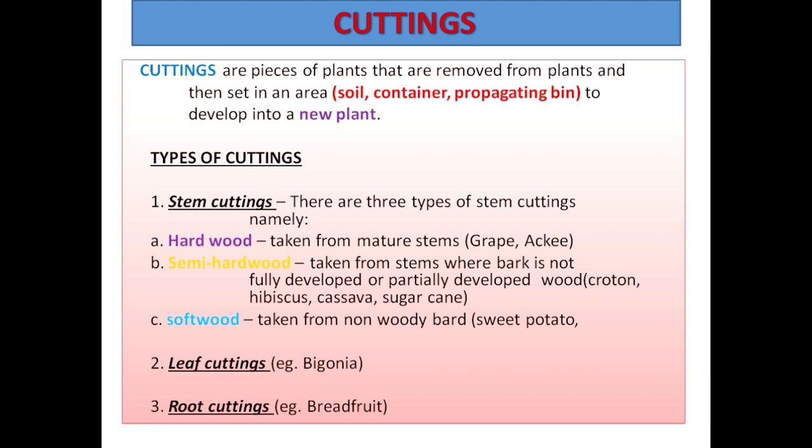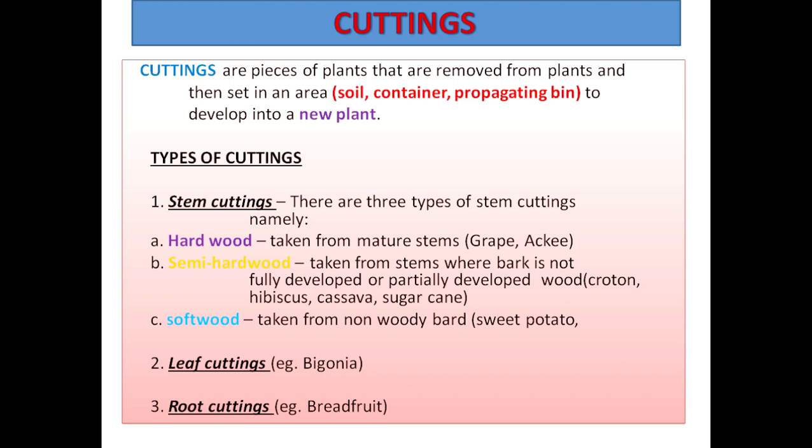So of course you have hardwood, semi-hardwood, and softwood cutting. The softwood is taken from non-woody bark, for example your sweet potato, your begonia, etc. Number 2, you have leaf cuttings, which is taken from your begonia. 3, you also have root cuttings, which is taken from your breadfruit, for example. There are the plants, you can also go ahead and research them.